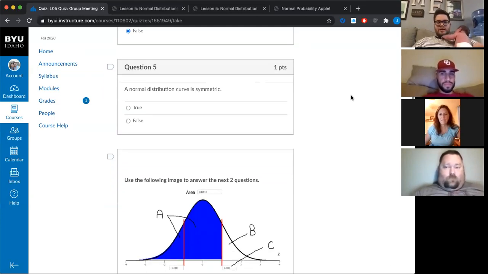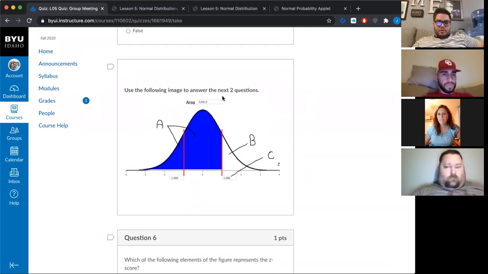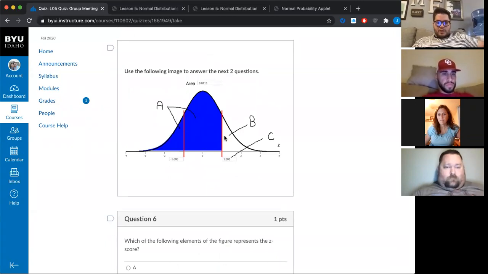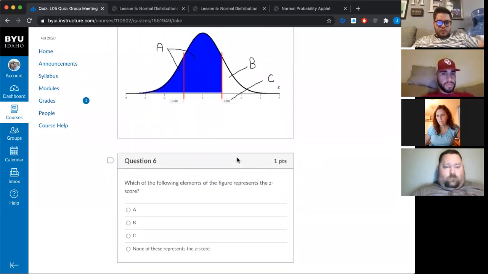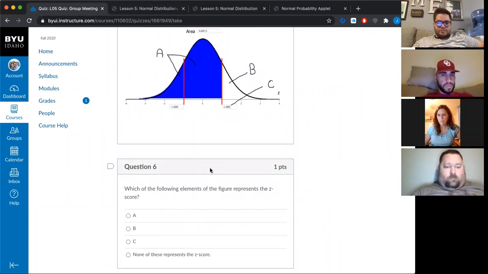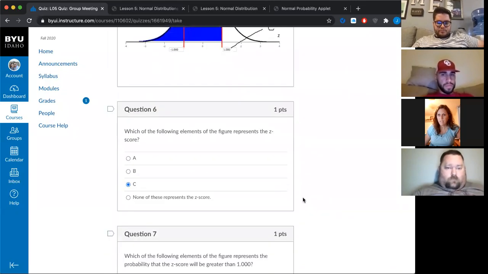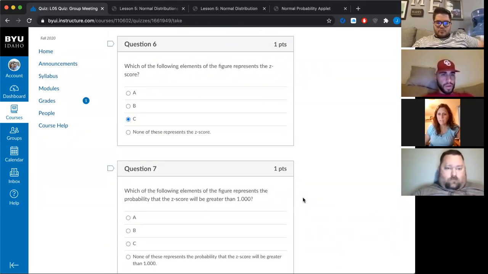Question 5 is a normal distribution curve is symmetric. True or false? True. It's a bell, a nice U shape, right? Next question says use the following image to answer the next two questions. A is the shaded area, B is the unshaded area, and C is this part down here. Question 6, which of the following elements of the figure represents the z-score? That would be C, in the little box.